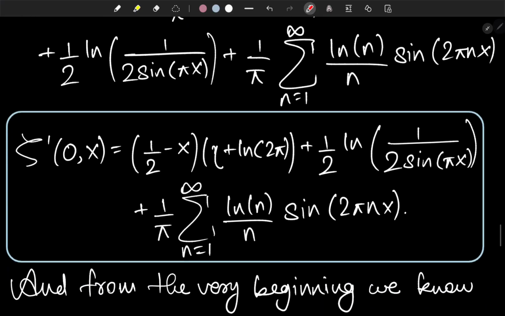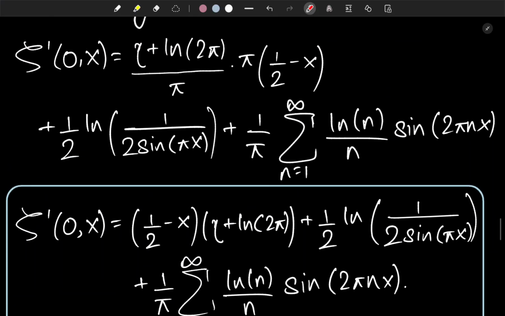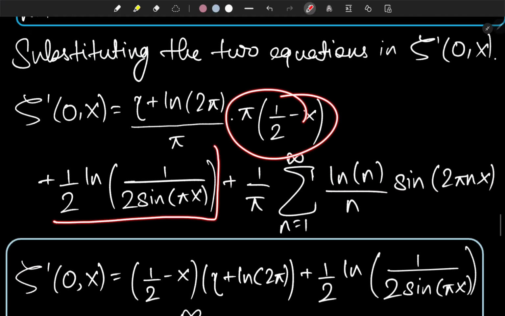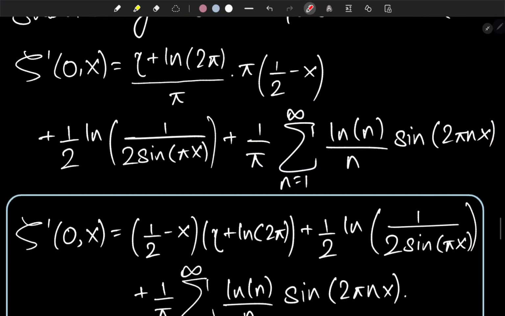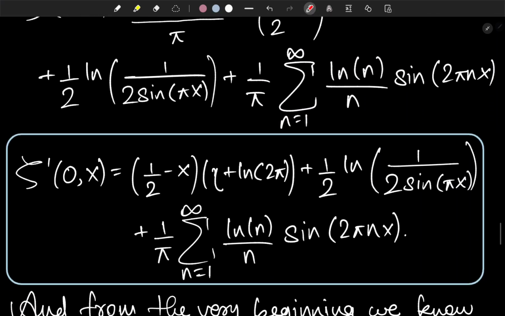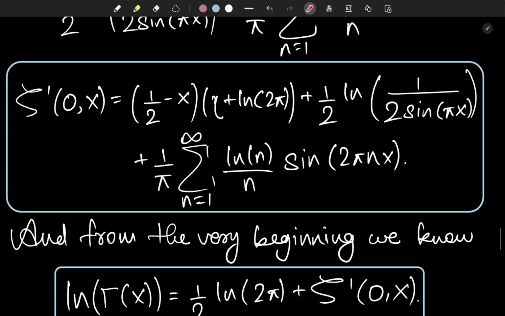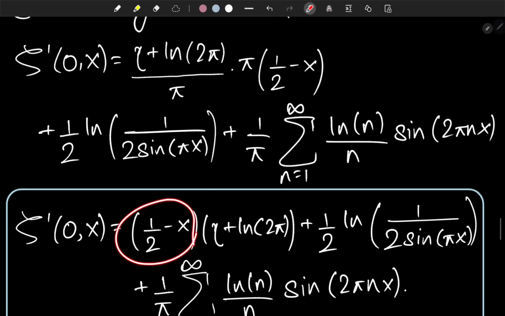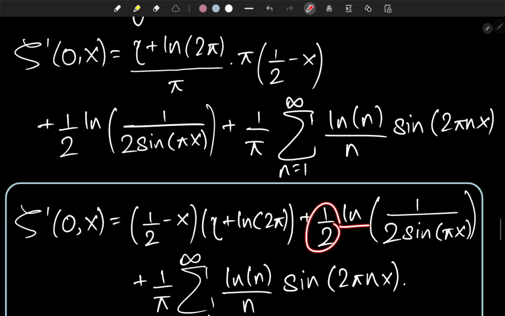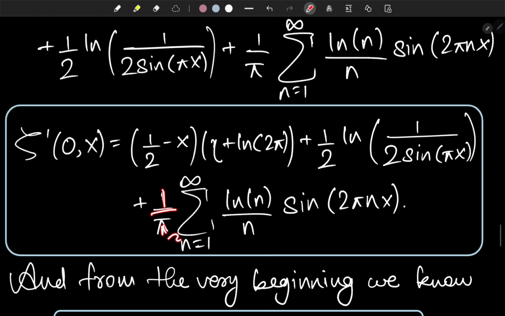Okay, so here it is. Basically you substituted here and you substituted here as well. This part stays as it is, we don't need to bother with this one, because it is in our final result, as you might have noticed. Since pi and pi cancel, we can write this as 1 over 2 minus x times the Euler-Mascheroni constant plus natural logarithm of 2 pi, plus 1 over 2 times natural logarithm of 1 over 2 sine pi x, plus 1 over pi times the sum as n goes from 1 to infinity of natural logarithm of n over n times sine of 2 pi nx.